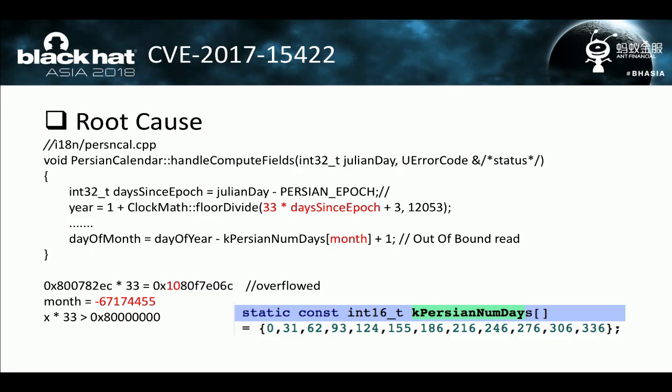If x multiplied by 33 is bigger than 0x80000000, the integer overflow will be triggered. So if x is bigger than 650756262, this vulnerability will be triggered.